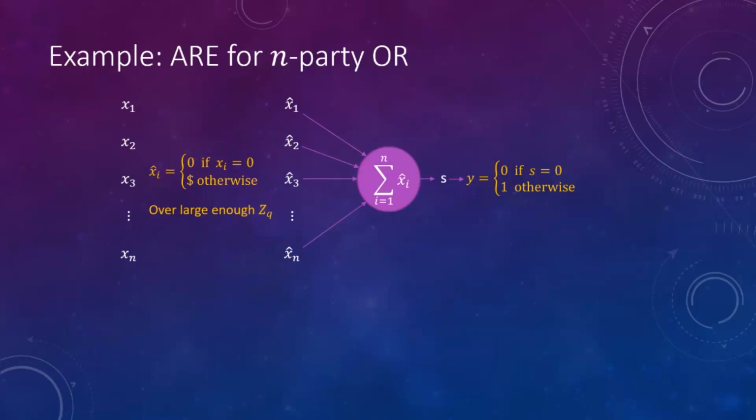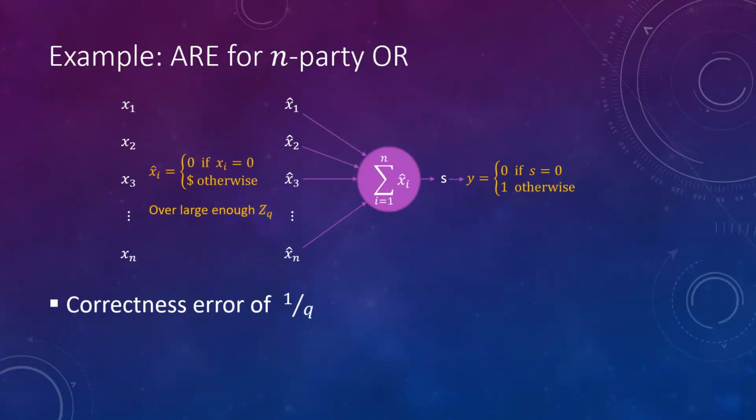Every party looks at their input. If their input is a 0, then they encode it as a 0 in Z_q. And if their input is a 1, then they encode it as a random element of Z_q. And then you sum it up. And the decoding looks at the sum. If the sum is 0, then it outputs 0. If the sum is anything else, then it outputs 1. So it's very easy to see that this has one-way correctness error of 1/q.